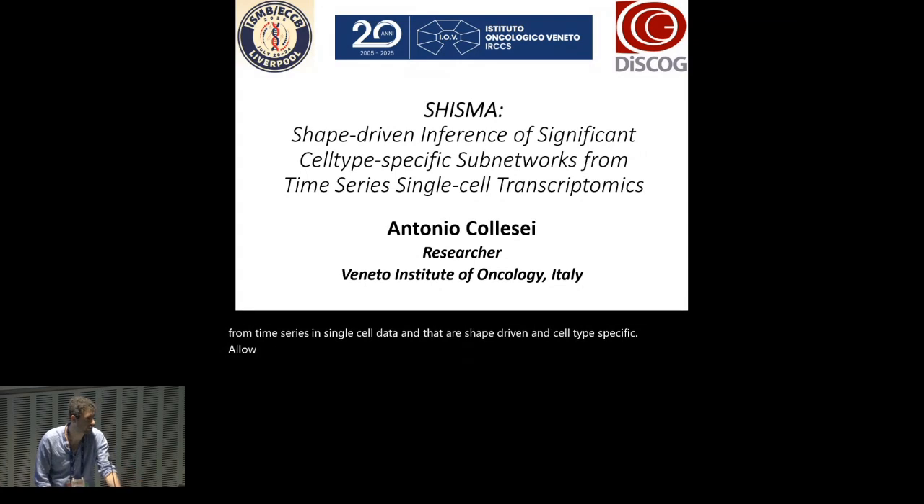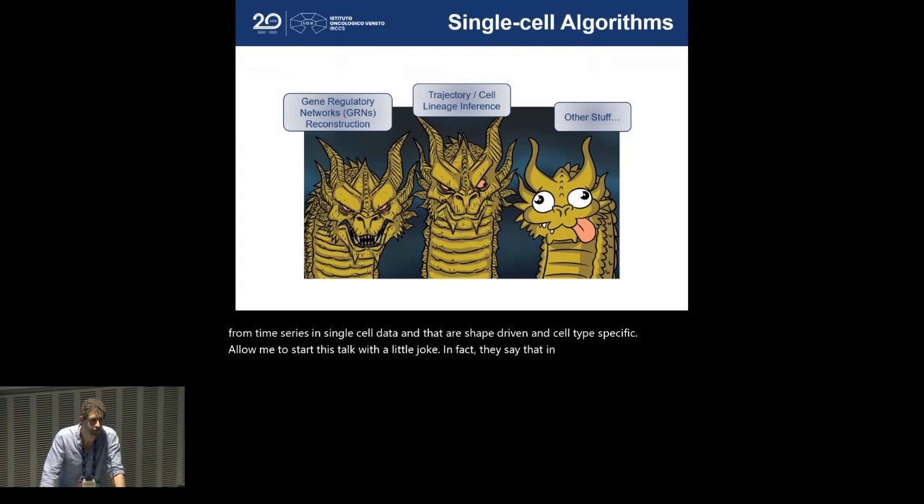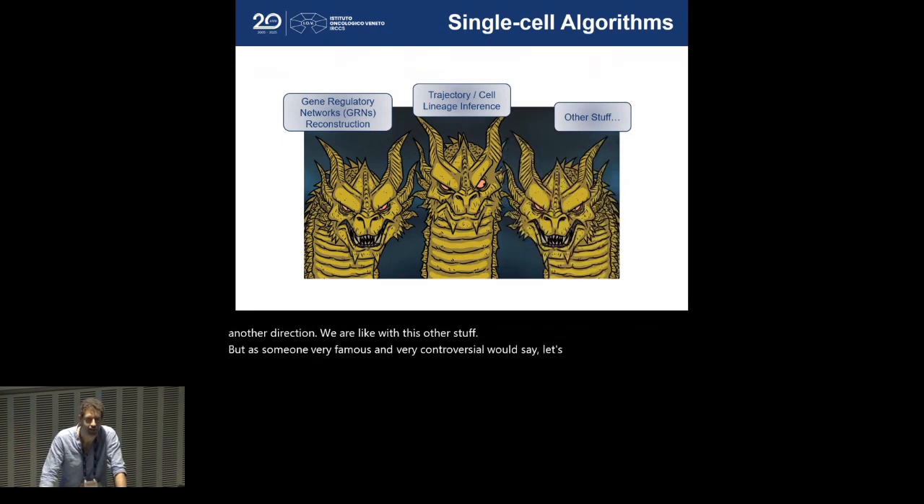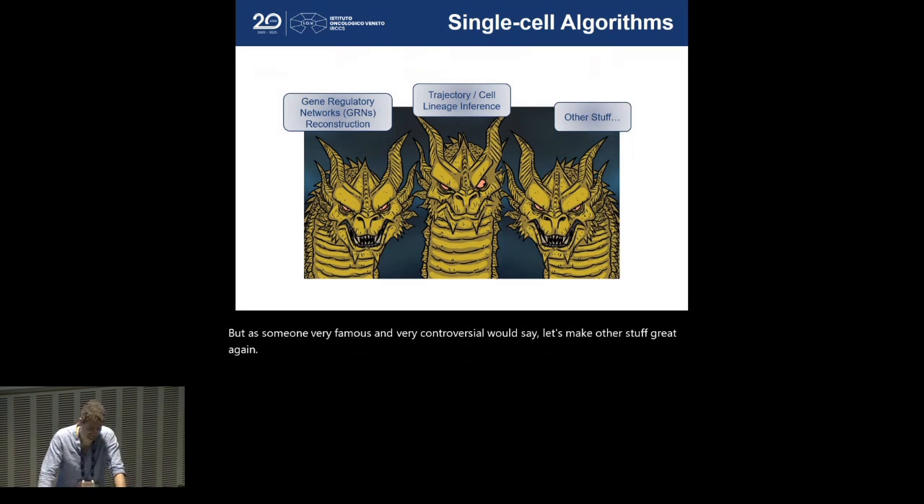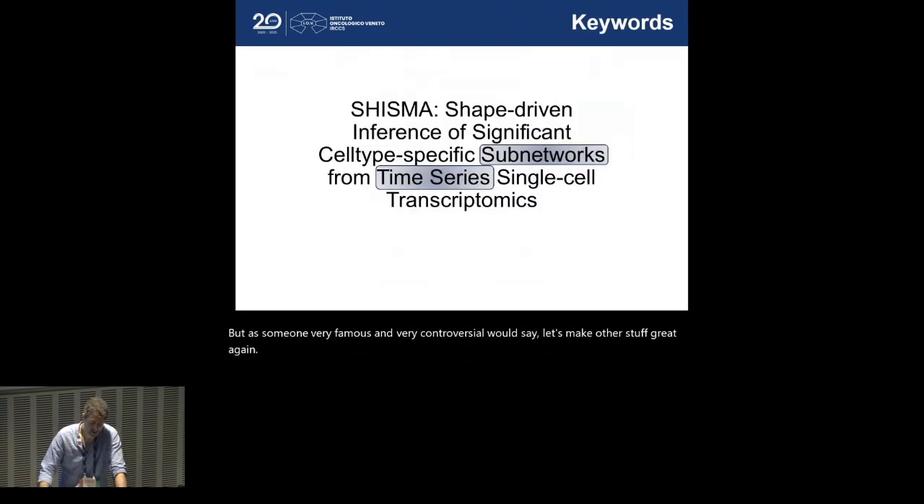Allow me to start this talk with a little joke. They say that in the landscape of single-cell algorithms, there are only two trends that are mainly relevant: de novo reconstruction of gene regulatory networks and trajectory cell lineage inference. And we are going in another direction. We are like with this other stuff. But as someone very famous and very controversial would say, let's make other stuff great again. So let's jump on it.